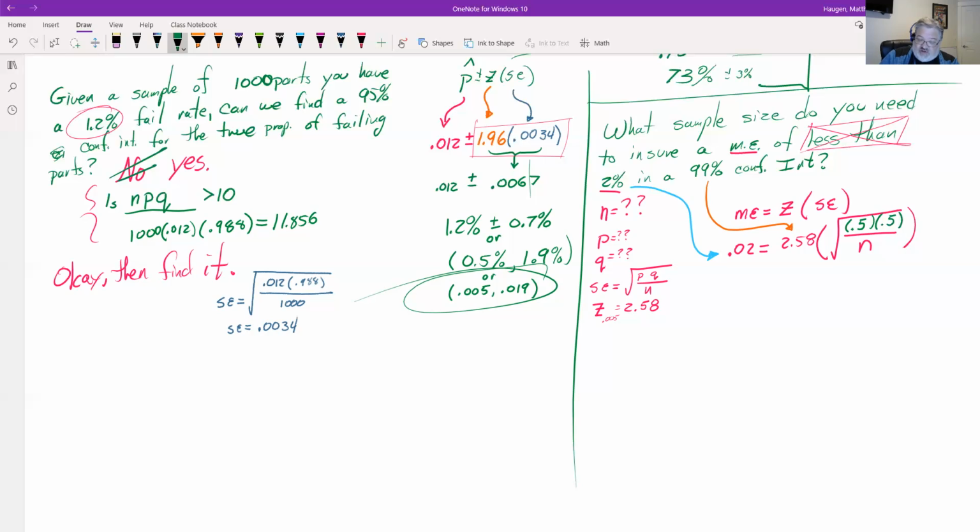Now, chances are it's going to be bigger than we need, but we need to ensure that the margin of error is less than that 2%. And with no other information, we have to go worst case scenario. So if you don't have a P and a Q, use 50-50.